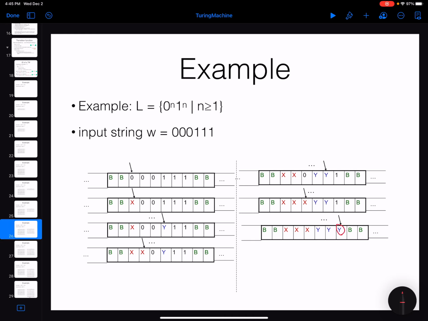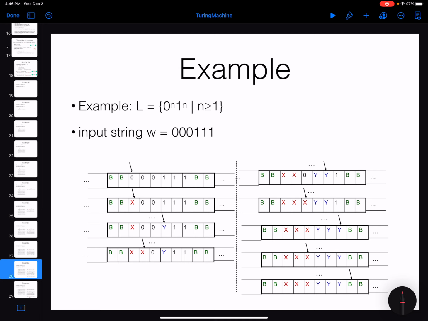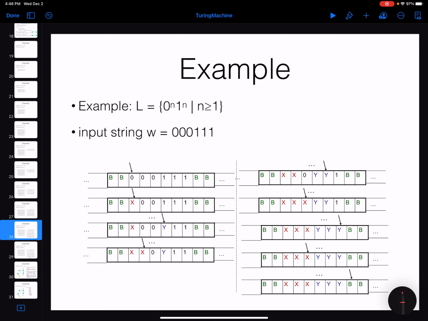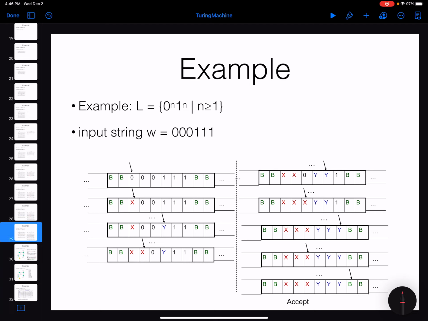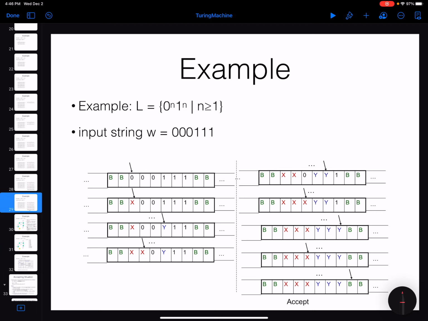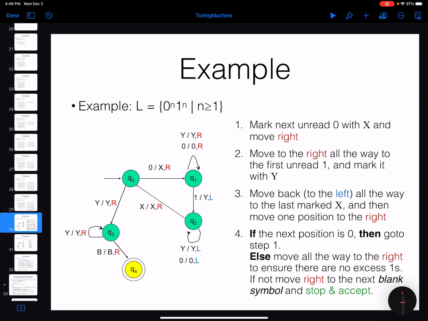Then you have to go back and check that there is no other 0. If some zeros remain here, that's going to be an issue, right? Whenever there is no other 0, then you go forward to the end to check if there is no other 1 at the end. And if not, you would stop and accept. This is something that I'm going to implement. Now I'm going to show the full transition diagram for this Turing machine.